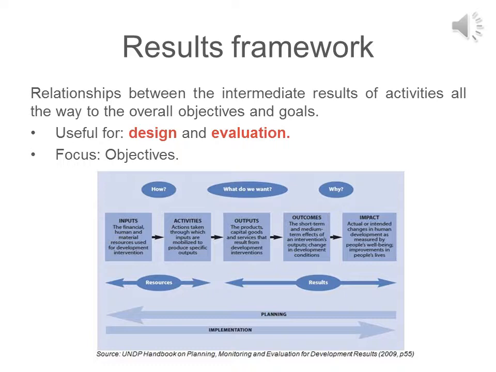Outputs, on the other hand, are the products, capital goods and services that result from development interventions, while outcomes are the short-term and medium-term effects of an intervention's outputs, or a change in development conditions. And finally, impact is the actual or intended changes in human development as measured by people's well-being, improvement in people's lives. Inputs and activities are considered within the category of resources, whereas outputs, outcomes, and impact are considered within the category of results.